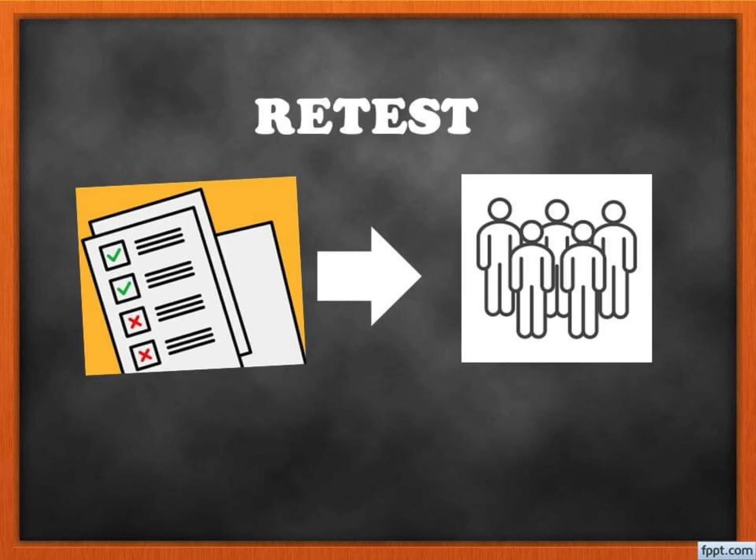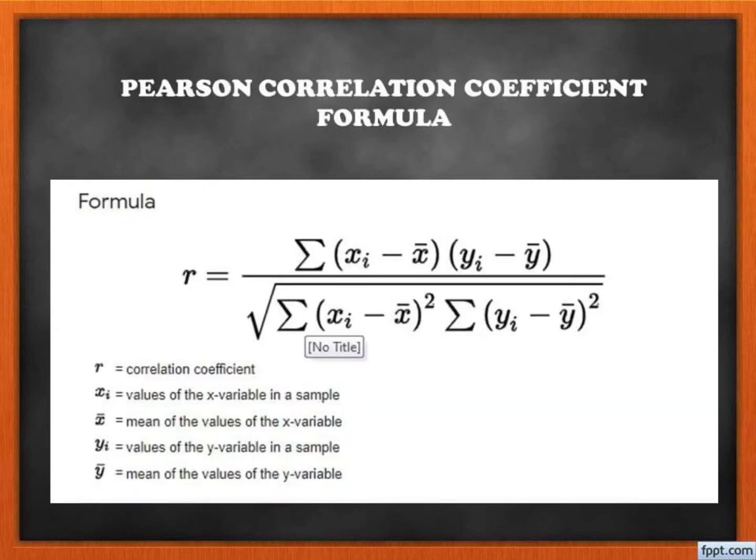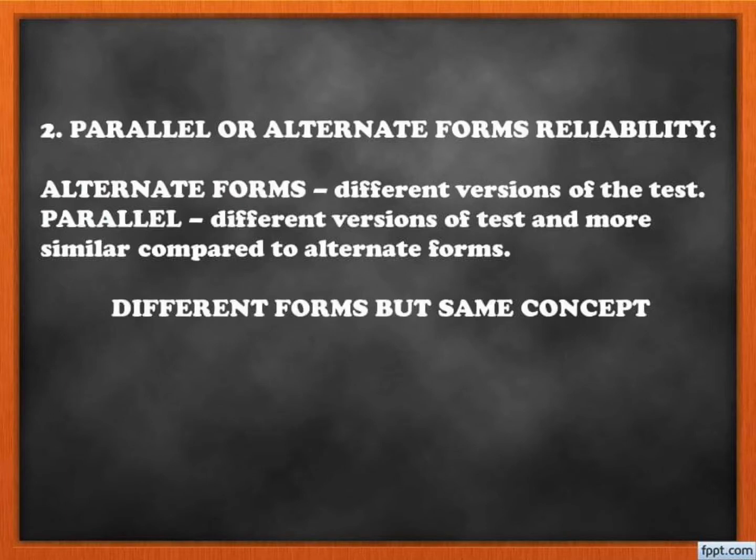Kapag correlated ang score using Pearson r ng mga sample sa dalawang test, ibig sabihin ay mataas ang chance na reliable ang test. The test-retest reliability measures a test coefficient of stability and used in tests that measures stable variables like traits. Second one is the parallel or alternate forms of reliability.